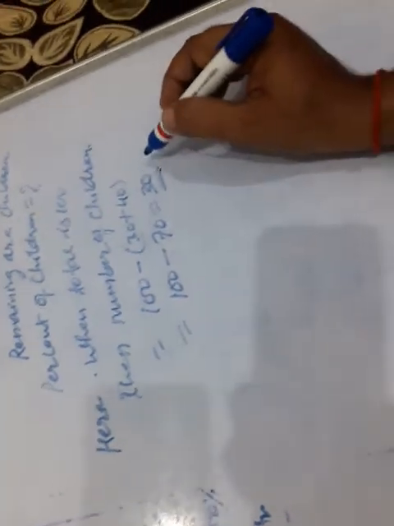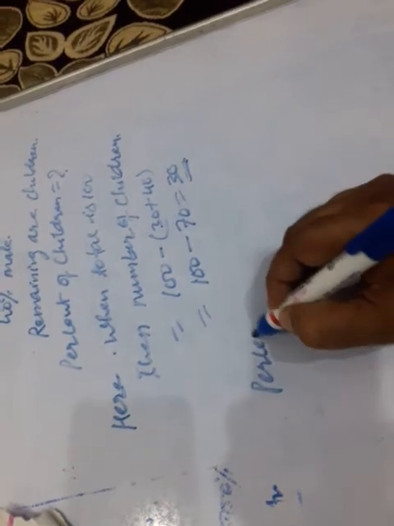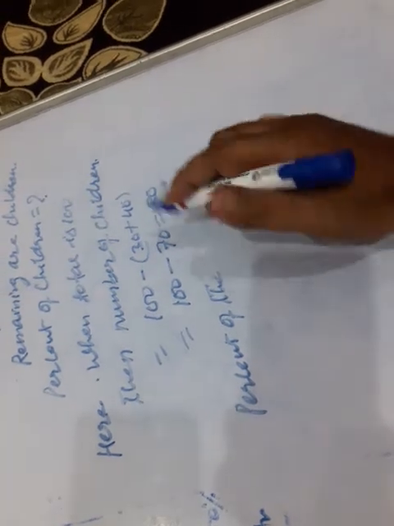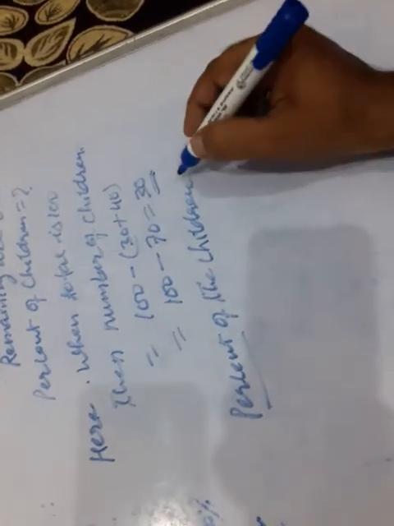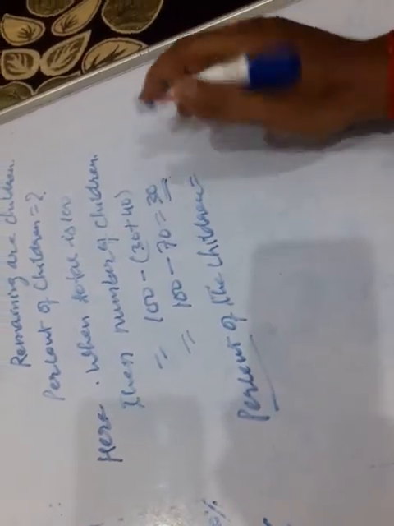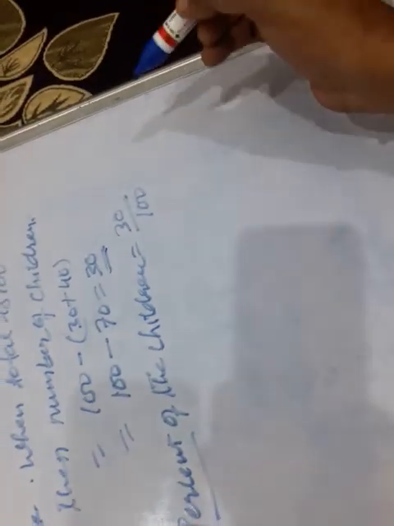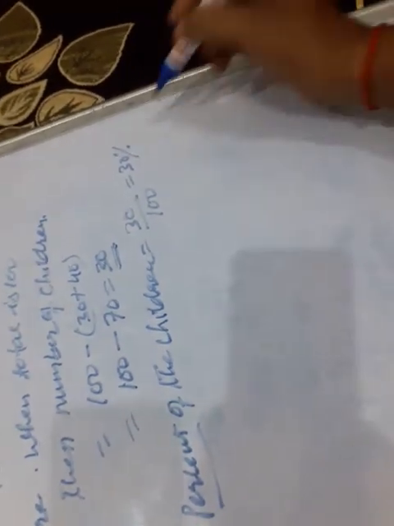So you have to find out the percent. The percent of the children is equal to 30%. Very simple. Percent of the children is 30 out of 100, that is 30 upon 100 children. So 30 upon 100 means 30%. Means 30% are what? Children. So this is how we have to convert it. Clear?